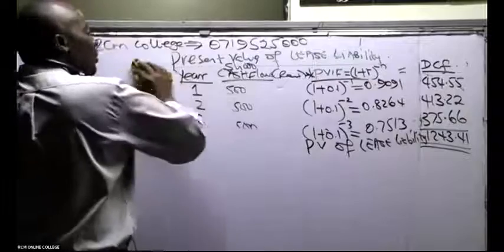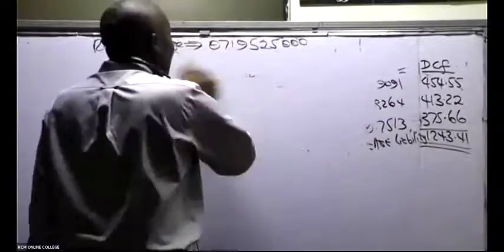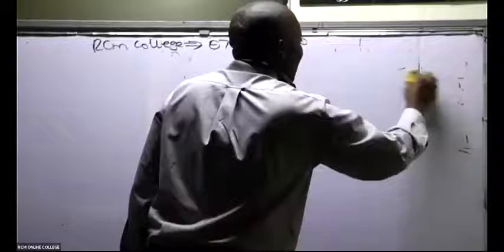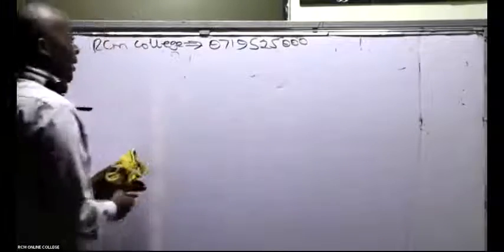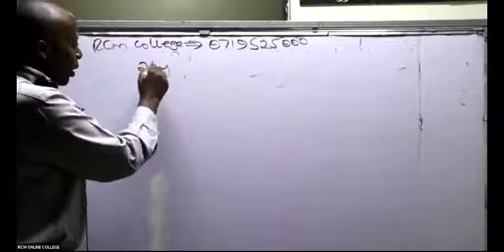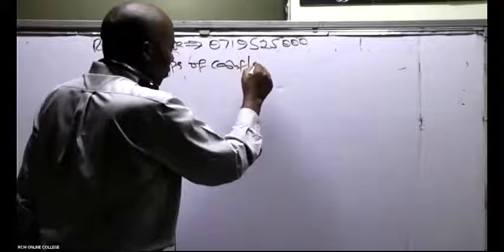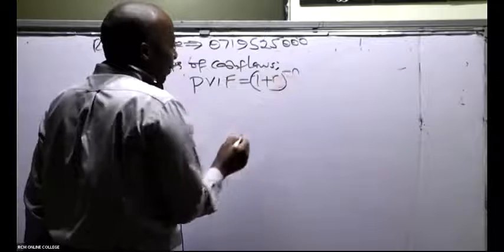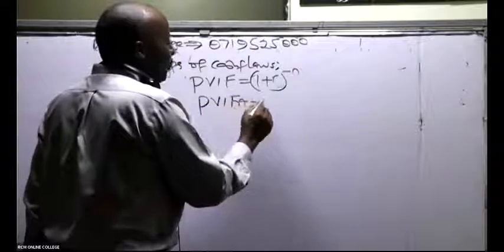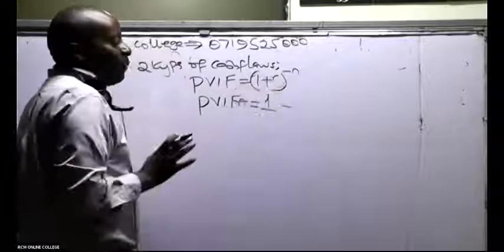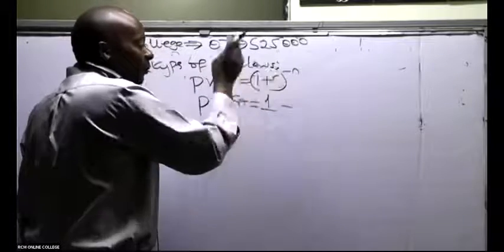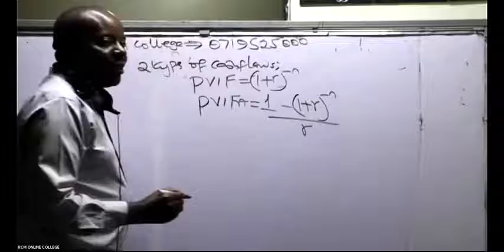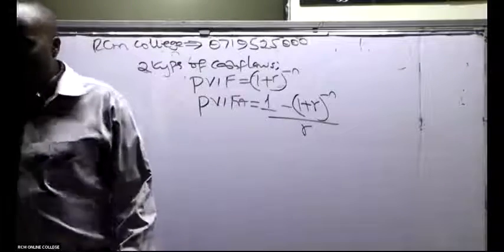Ladies and gentlemen, please allow Mwalimu to rub this. And after I rub this, I'll show you method number 2 for getting this present value of lease liability. Now listen, remember we have 2 types of cash flows. We have what we call PV, which is 1 plus R raised to negative n, and then we have what we call PVFA. PVFA is 1 minus this simple formula, the simple formula being 1 plus R raised to negative n, and then you divide everything by R.